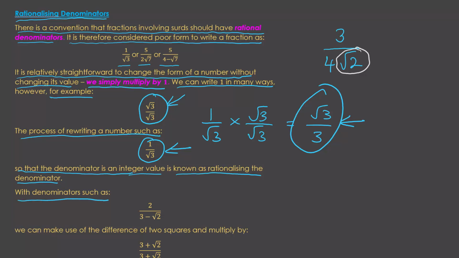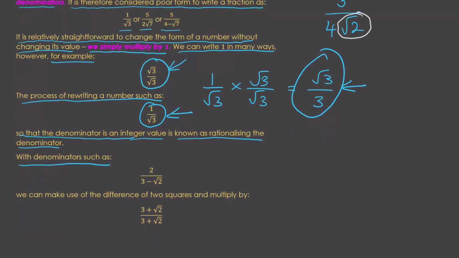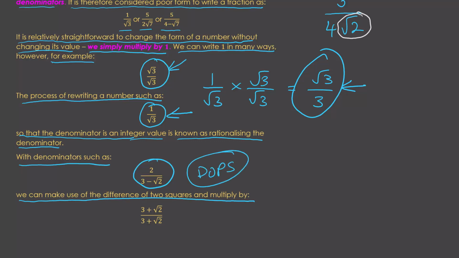With denominators such as 2 over 3 minus root 2, we can make use of the difference of two squares, or difference of perfect squares as we often know it. And we'd multiply that by 3 plus root 2 over 3 plus root 2.